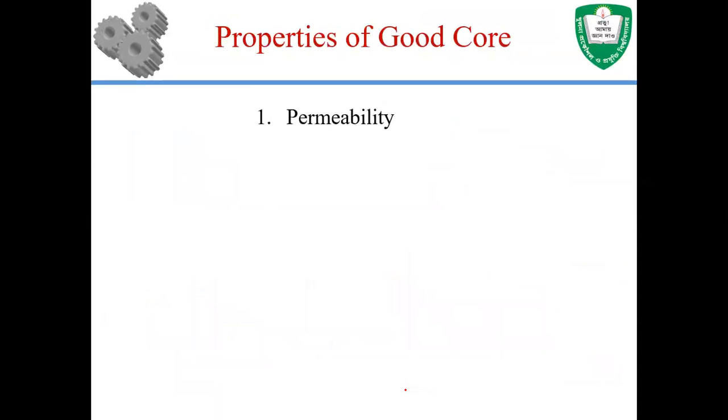And the properties of a good core. What are the properties a good core should have? The first one is permeability. A core should have permeability. What is permeability? Can anyone say what permeability is? Something should pass through something. Yes, that is permeability.